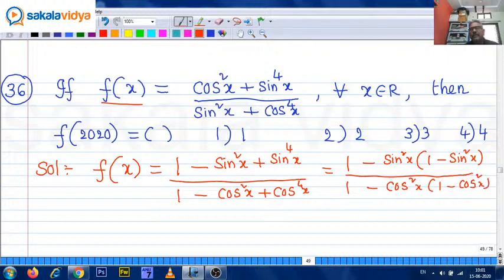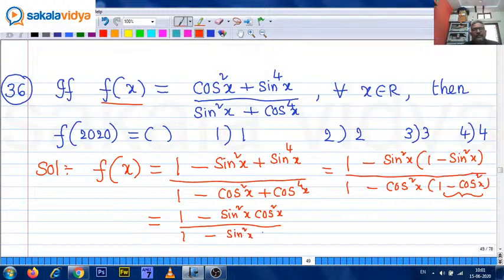From trigonometry, 1 minus sin square x is cos square x, and 1 minus cos square x is sin square x. So we can write this as cos square x upon sin square x times sin square x upon cos square x. Both numerator and denominator are the same, so it equals 1, because it's a constant function. Since it is a constant function, for any value it will always be 1.